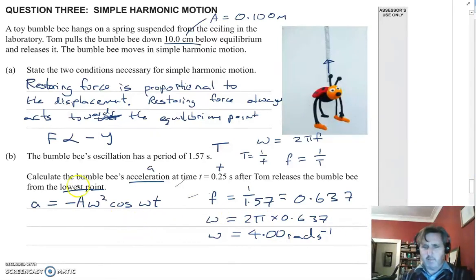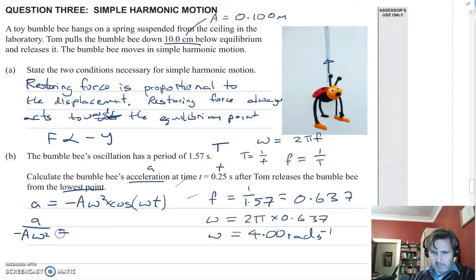So that's cool. We've got all the values I need to put into my equation now. But first, let's rearrange the equation. What we've essentially got here is values that we are taking the cosine of. What we want to remove is the values at the start that are multiplied by cosine. So they're multiplied on this side, so we're going to take them to the other side and put them under. So we get acceleration over negative A omega squared equals cos omega t.